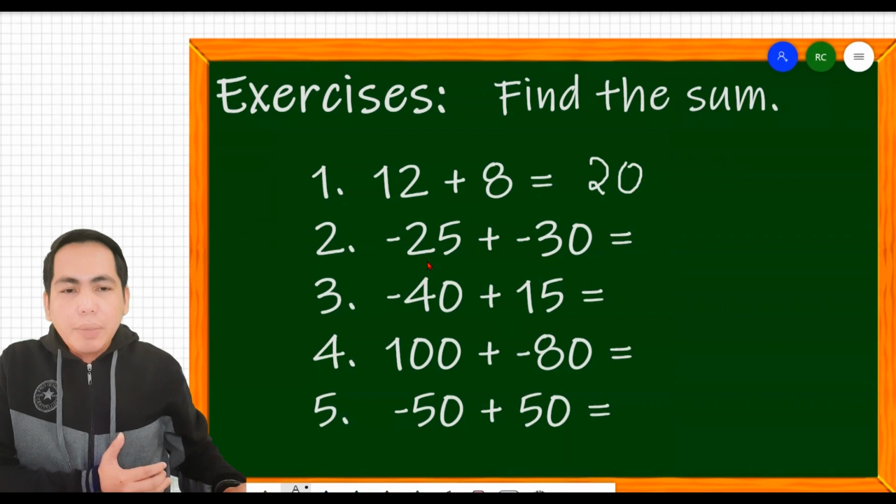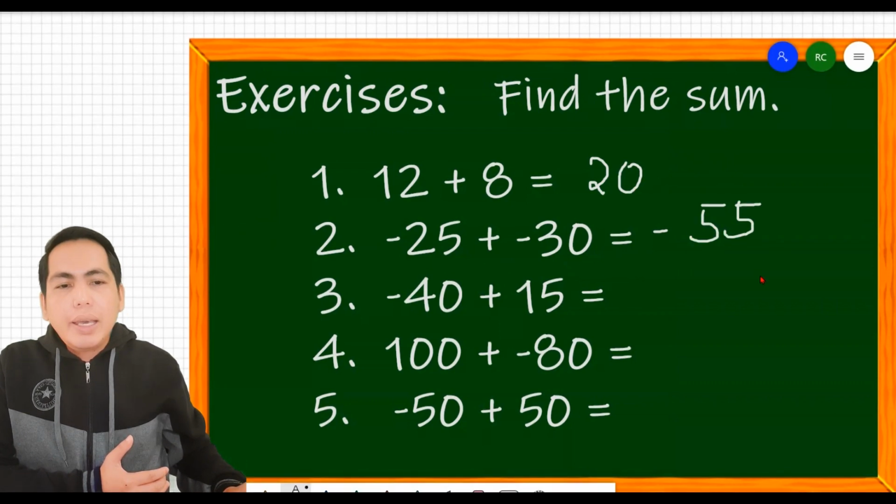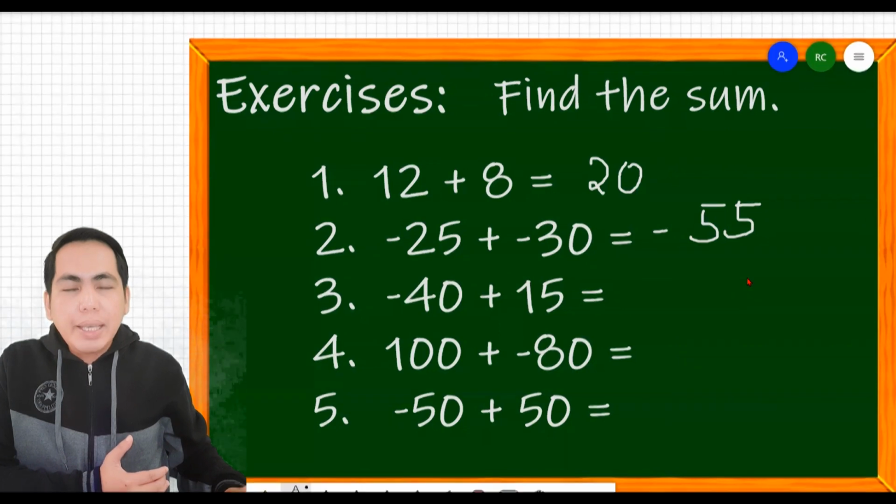Number 2, negative 25 plus negative 30. Since both of them are negative, therefore our sum is also a negative. And then we are going to add 25 and 30 to give us 55. So therefore, negative 25 plus negative 30 is negative 55.